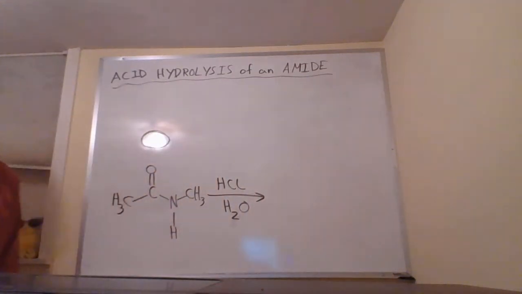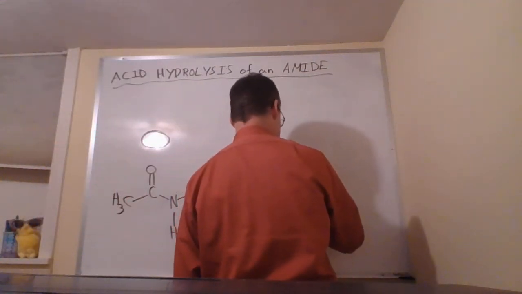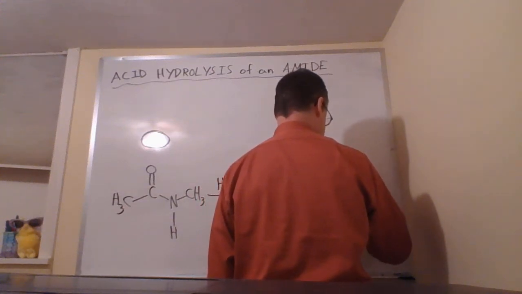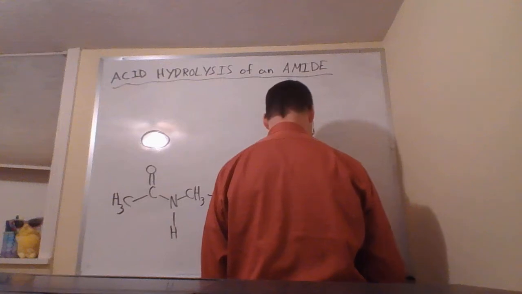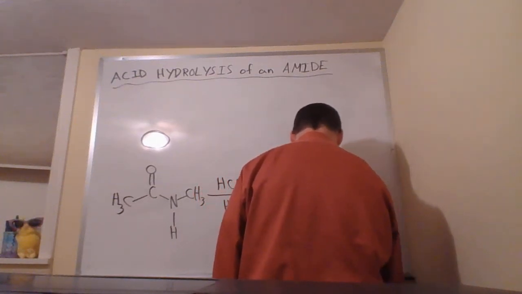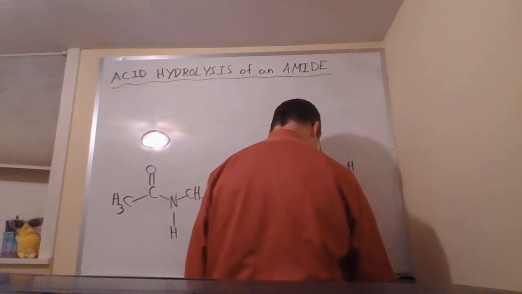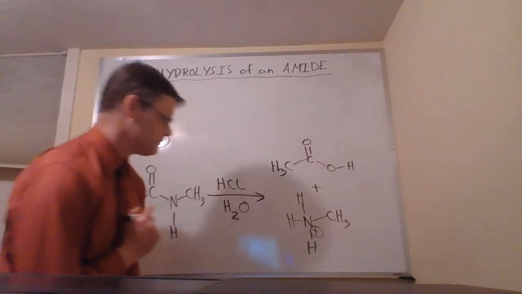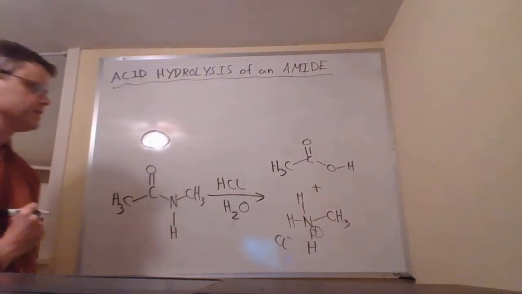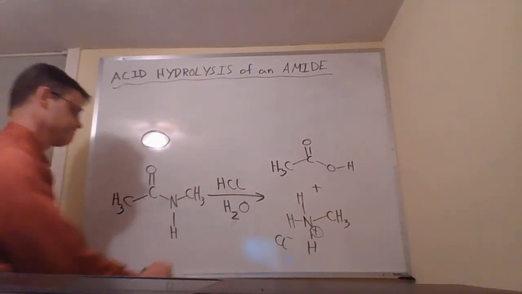HCl and water. And when we're done hydrolyzing this amide, we will have a carboxylic acid plus an amine salt. So there's the ammonium ion and then Cl minus. That makes it a salt. So that's where we're going to head with our mechanism.